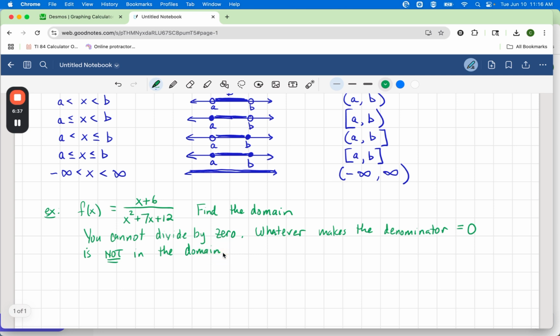A good way to do this one would be to take that denominator, x squared plus 7x plus 12, and set it not equal to 0.